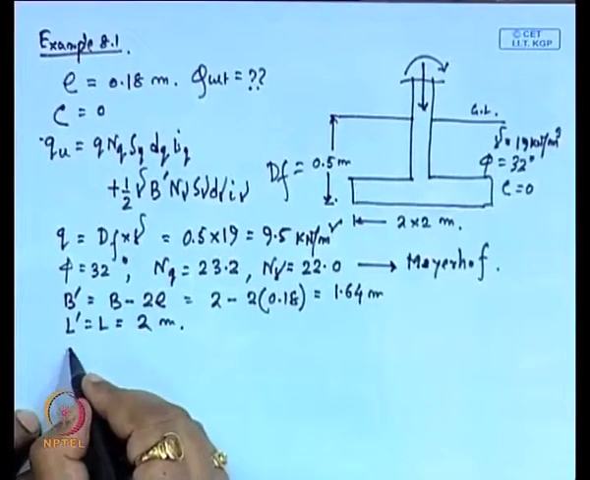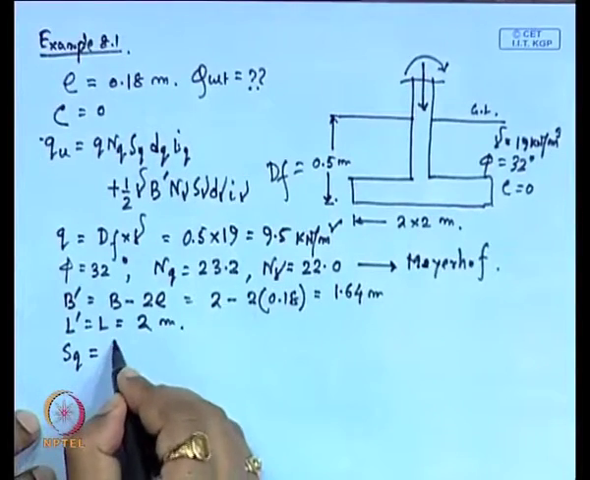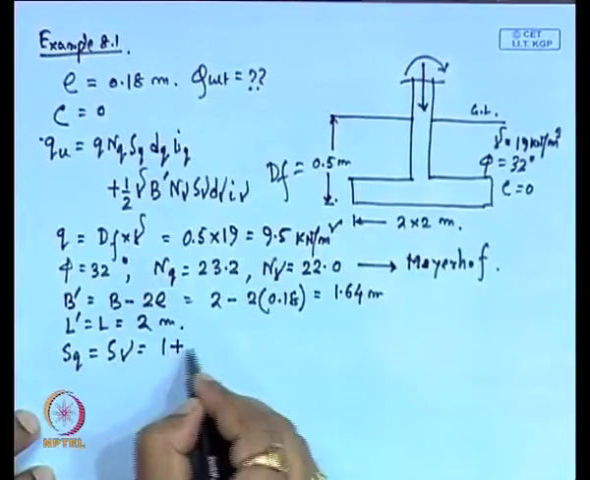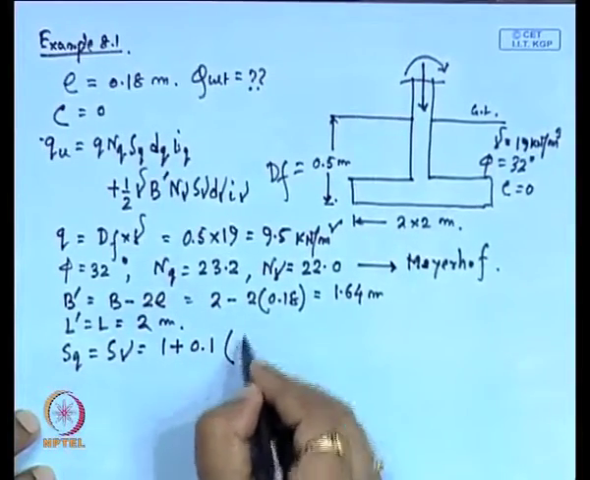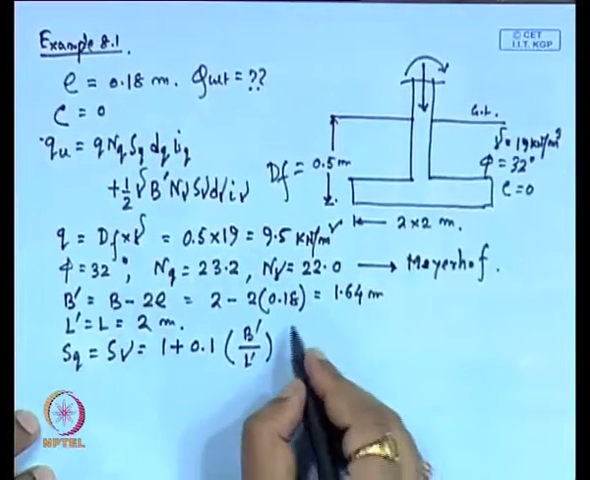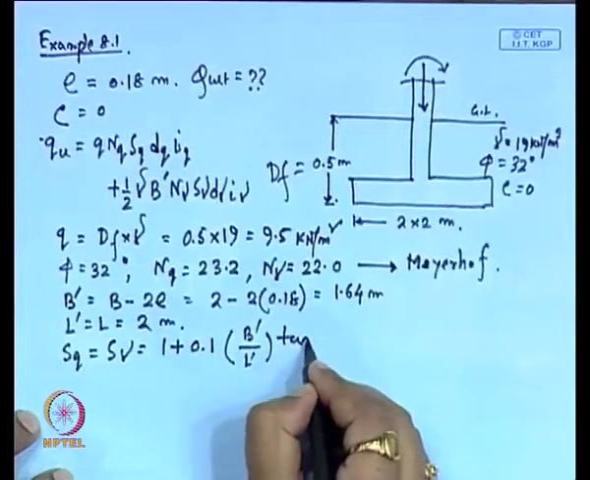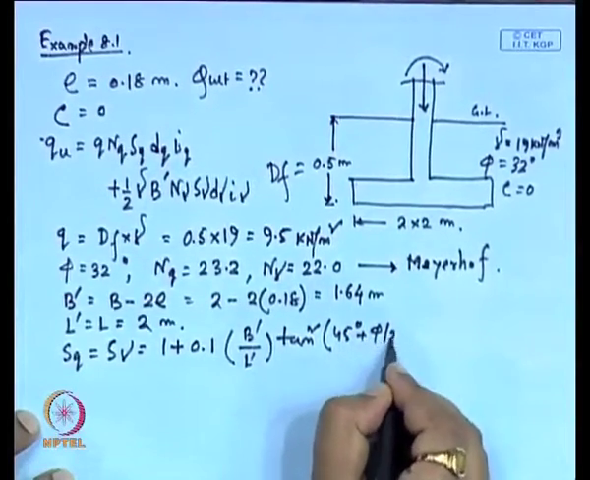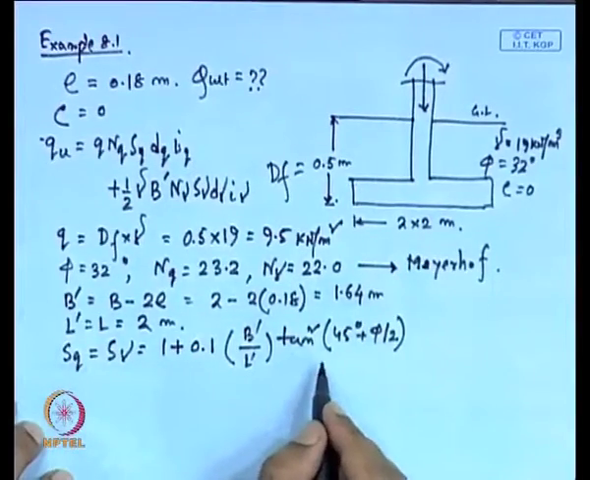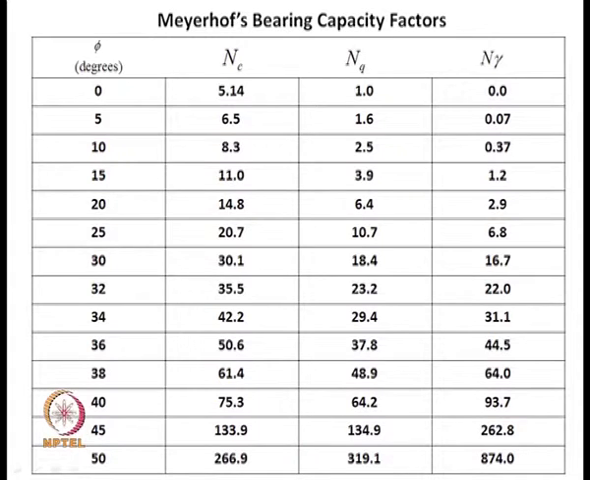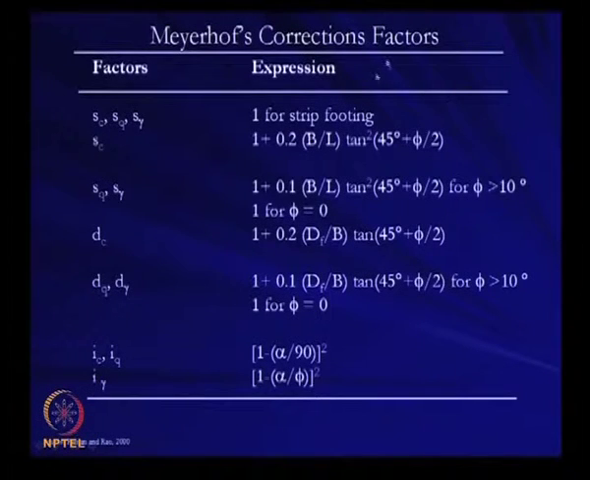So, again by using the Meyerhof correction factors, S q is equal to S gamma, which we can get as 1 plus 0.1 into B dash divided by L dash into tan square of 45 degree plus phi by 2. That value we will get from the chart that is present. So, we can show you the chart of the Meyerhof correction factors. Different factors are there and this is the expression.